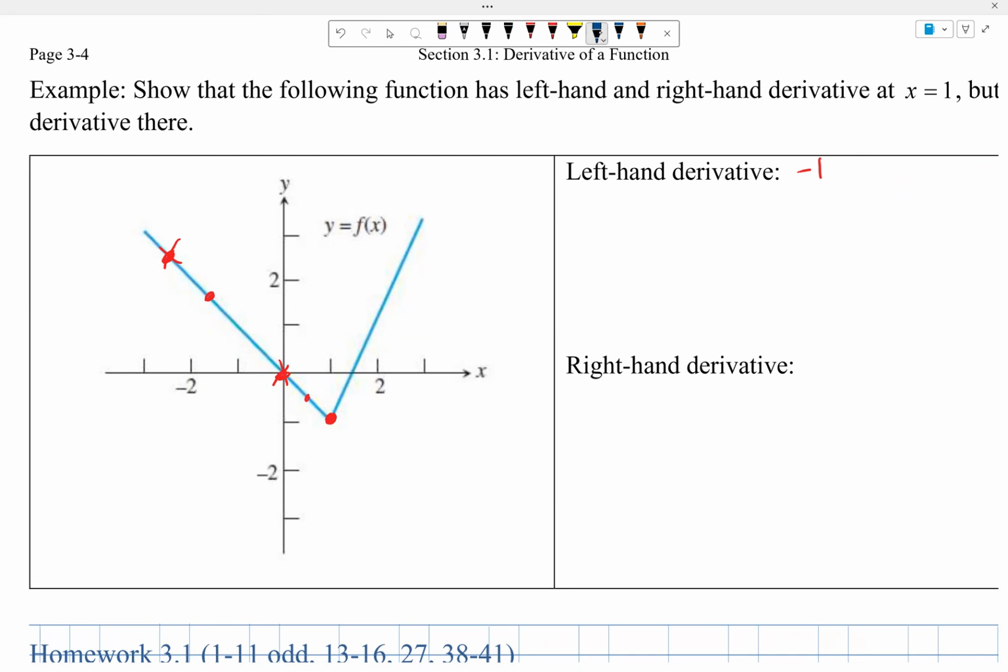What about the right-hand derivative? Well, let me see. Over 1, up 2. The slope between the red point and the blue point looks to be 2. And does that change as my point gets closer and closer to my fixed point? Nope. Does the left-hand derivative equal the right-hand derivative? No, it does not. Therefore, the function's derivative, in this case at 1, does not exist.